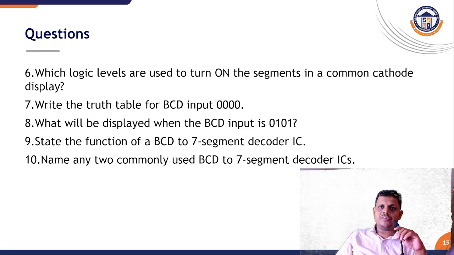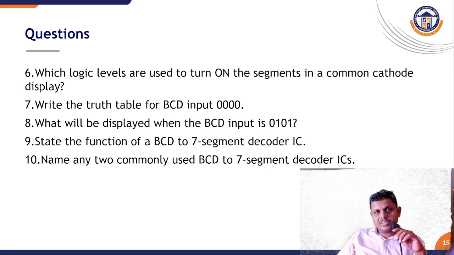Write the truth table for BCD input 0000, and what will be displayed when the BCD input is 0101? State the function of the BCD to 7 segment decoder IC. Name any two commonly used BCD to 7 segment decoder ICs. So these are the questions. Try to answer these questions.